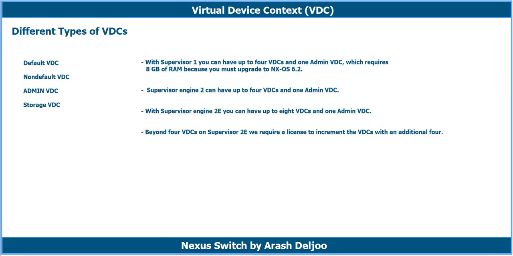With Supervisor 1, you can have up to 4 VDCs and 1 admin VDC, which requires 8 GB of RAM because you must upgrade to NX-OS 6.2. Supervisor Engine 2 can have up to 4 VDCs and 1 admin VDC. With Supervisor Engine 2E, you can have up to 8 VDCs and 1 admin VDC. Beyond 4 VDCs on Supervisor 2E, we require a license to increment the VDCs with an additional 4.